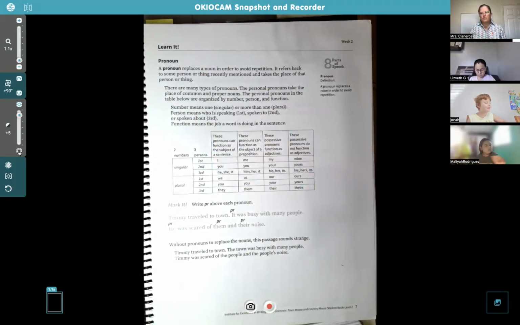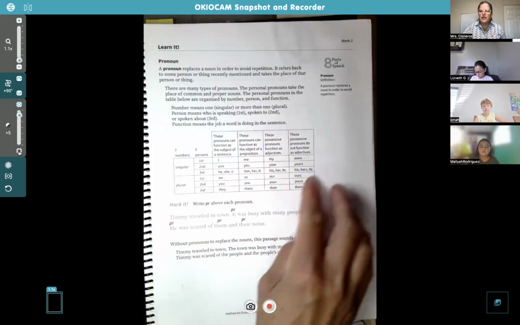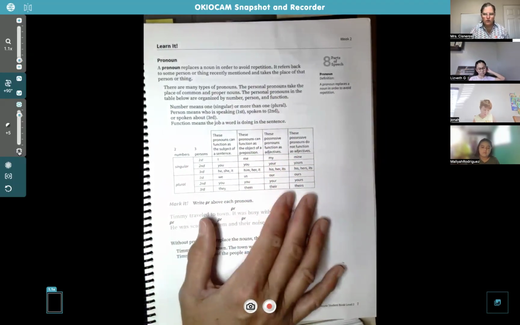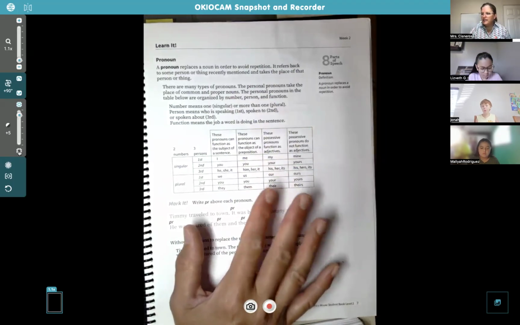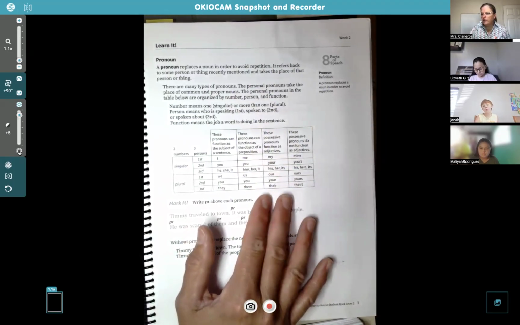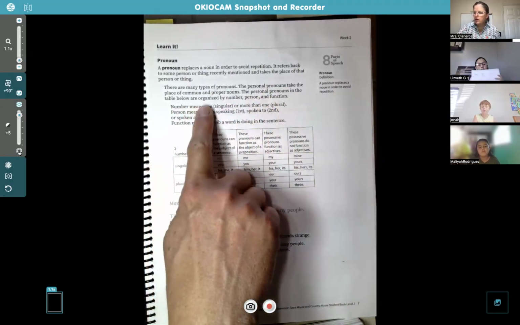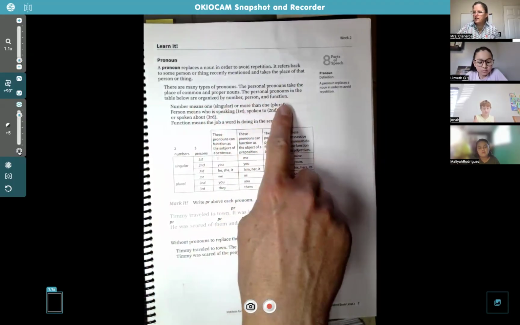And today we're talking about pronouns. You guys pretty much know the pronouns from last year. We talked about them last year, like he and she and it and those types of words. And those are called personal pronouns. And then we're going to look at a table. This table right here shows a lot of different pronouns and how to use them in a sentence. And there are many types of pronouns. There's the personal pronoun that takes the place of a common or proper noun. The personal pronouns in the table below are organized by number, person, and function.